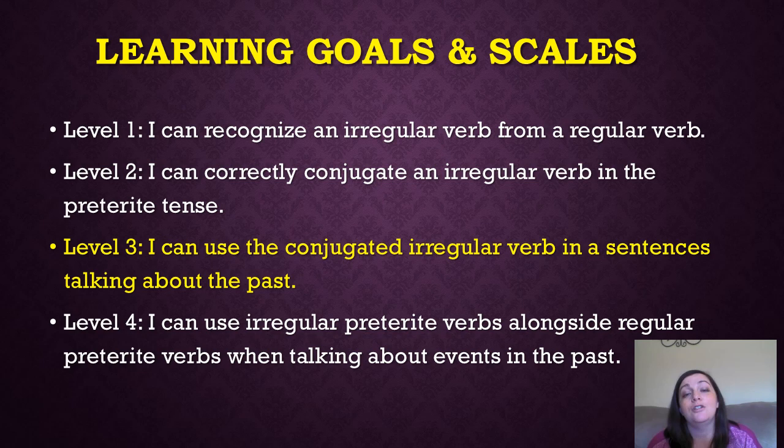That's our goal, to be able to put it in a sentence, because that's what you're going to have to do when you talk to me for your DVA as well as for your assignments. A level four is being able to do that with other topics alongside regular verbs. So can you put an irregular preterite together with a regular preterite within the same context as well? That's a little bit of level four, but right now we're going to shoot for a level three. All right, so let's get started.